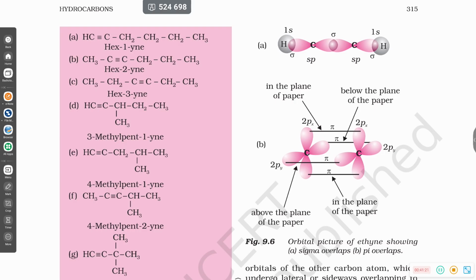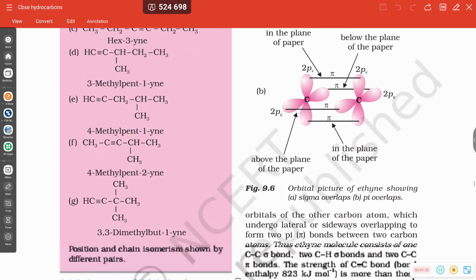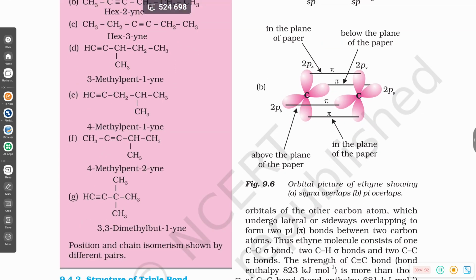4-methylpent-2-ene, 4-methylpent-1-ene. But 3-methylpent-1-ene is also a positional isomer with this, and a chain isomer. But you see this one, due to the 1-ene, when compared to this one, they are all chain isomers with this, like that. Okay.